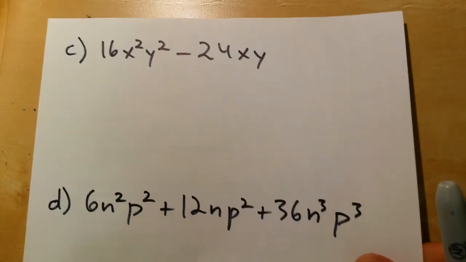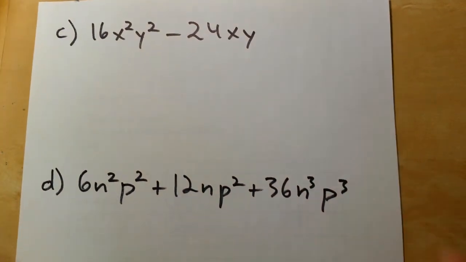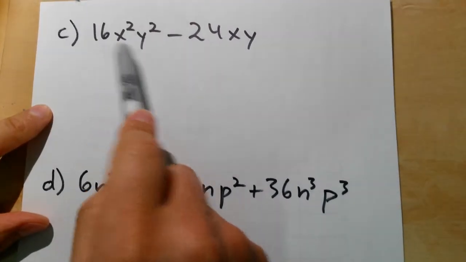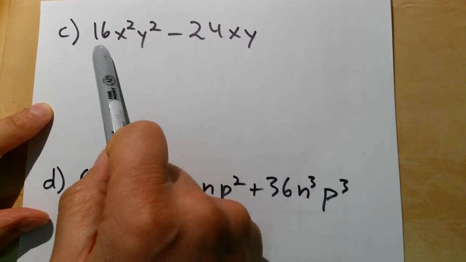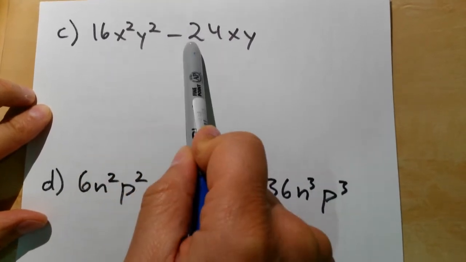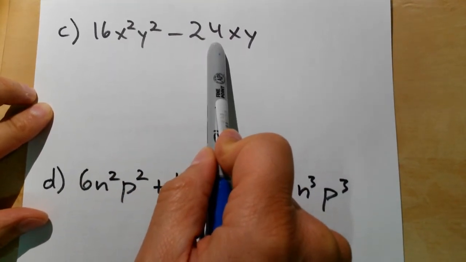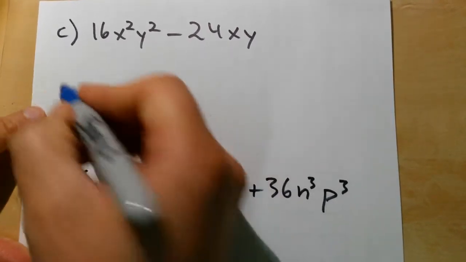Let's look at this example. 16x squared y squared minus 24xy. Same idea, right? It's not always, of course, going to factor out nicely, but what's the greatest common factor between these two? Okay, we may be thinking 16, but 16 divides evenly and very nicely into this one, but 24 divided by 16, no, not really. So it's not 16.